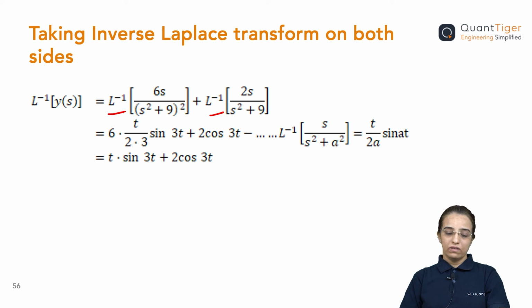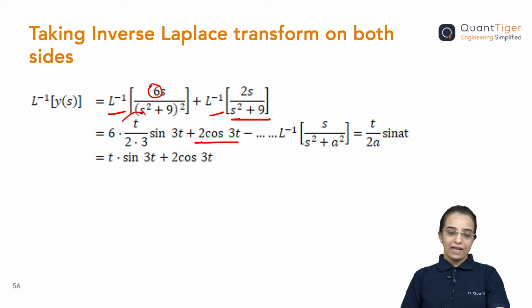If you try to correlate with the formulae which we have learned, if you take this 6 outside the Laplace inverse, that will become s upon s square plus 9 bracket square. This is what we can write; this is a cos formula. And here also 2 is something constant which we can take outside the Laplace inverse. So यहाँ पे 2 बाहर आ जाएगा, and s upon s square plus 9 वो तो cos at का फॉर्मूला होता है, that we have written about it.